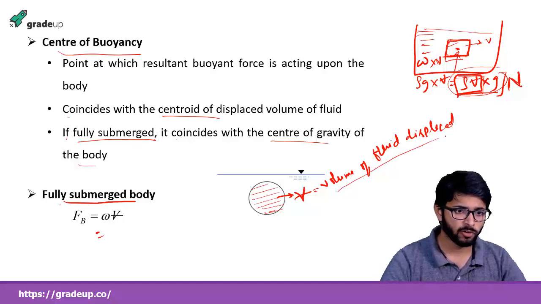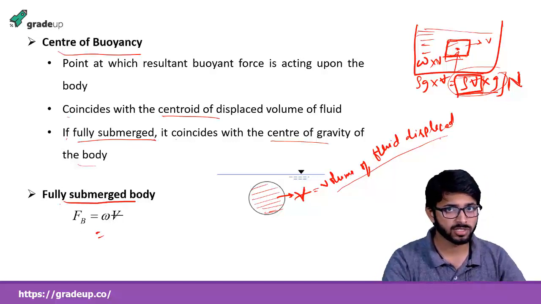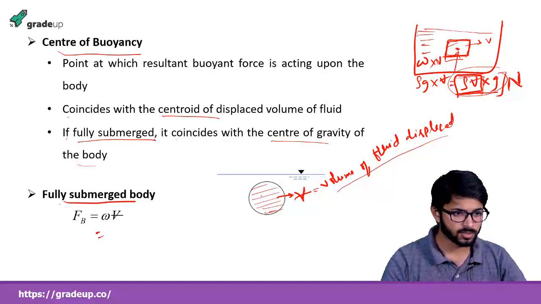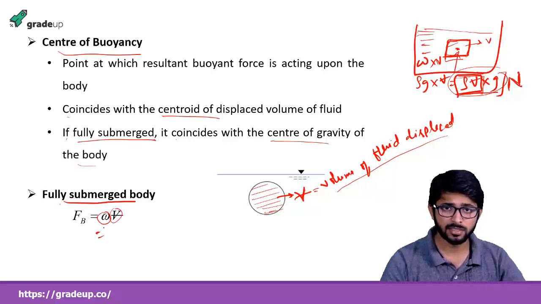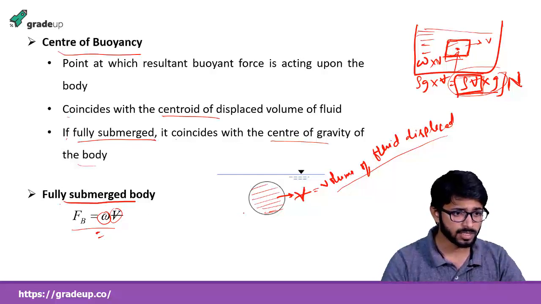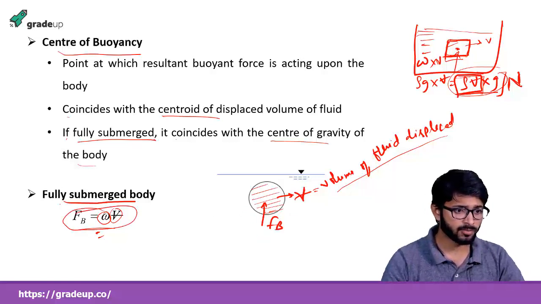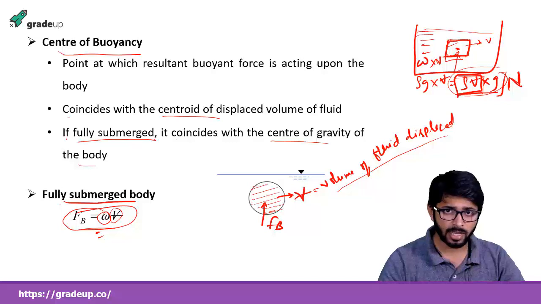So this is the volume of fluid displaced, which is equal to the volume of the body because it is submerged. That volume multiplied by the specific weight, and this specific weight is of the fluid in which the body is submerged. So this is the force which is acting upward.